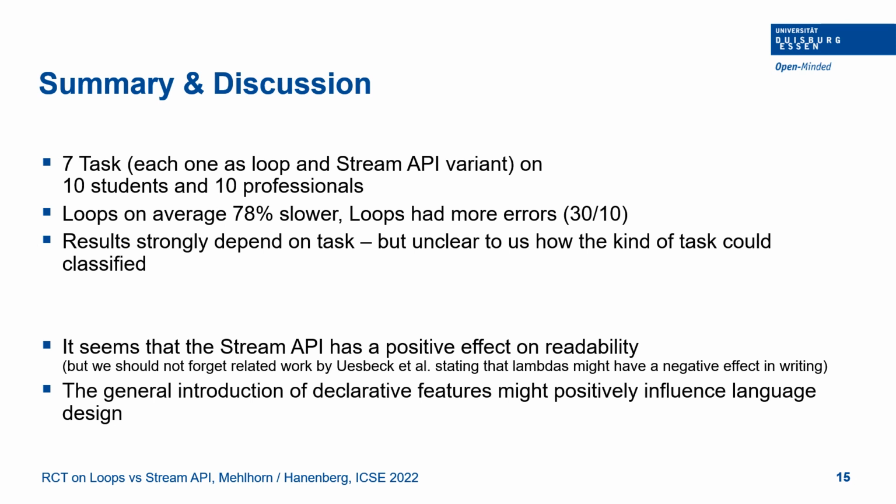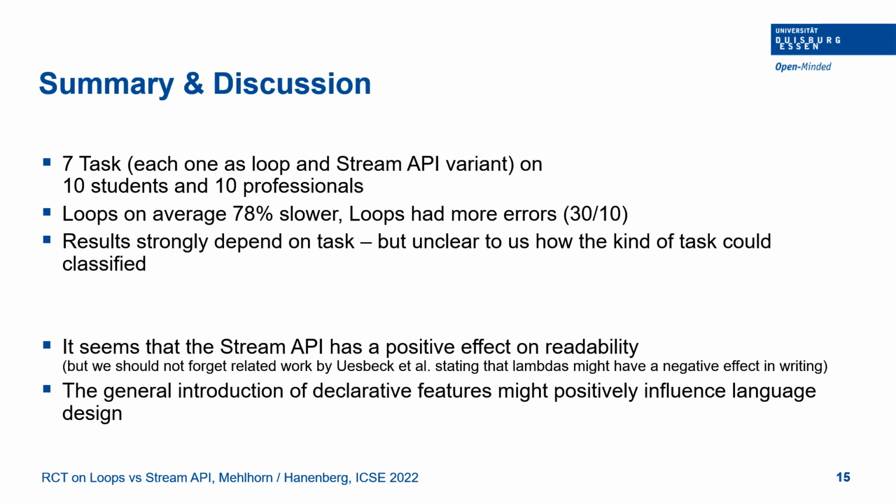So let's come to the summary and discussion. We built an experiment. We had 7 tasks, and we ran the experiment with 20 participants, and it showed that loops were on average 78% slower and had more errors. We also showed that the results strongly depended on the programming task, but for the current situation, we are not aware of how we could describe the kinds of programming tasks in a more appropriate way, except to say that the tasks were slightly different.